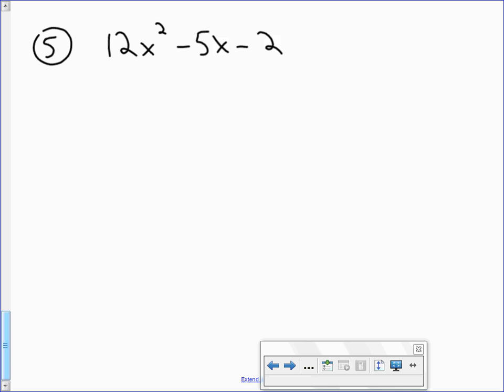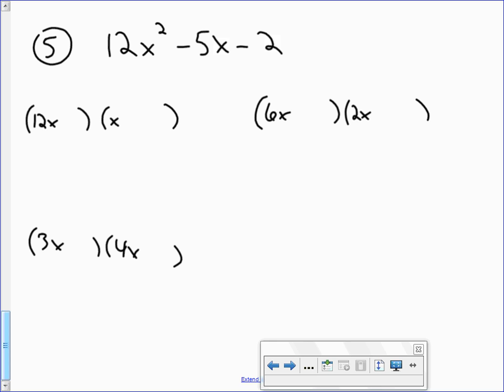And what makes this problem a little bit harder even than the last one is that that first coefficient, not only is it not 1, but it's not prime. Yes? 12 is not a prime number. So here's the thing. I could start this problem this way, because 12x times x gives me 12x squared. Or I could start this problem this way. So 6x times 2x gives me 12x squared. Or I could start this problem this way. So this has got 3 possible starting points.